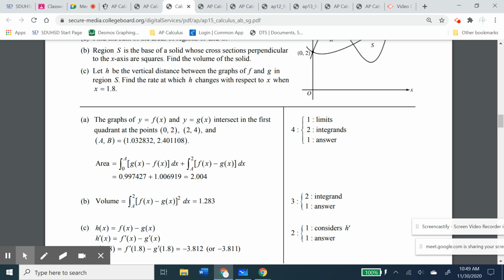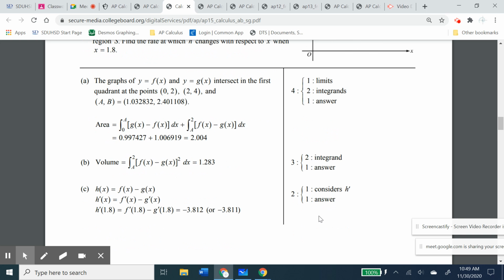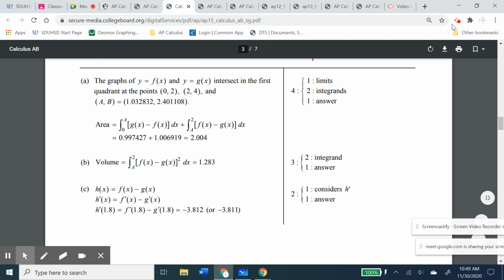And 2 points for that integrand. That's literally just looking at this f minus g squared. 2 points. 1 point for the answer. And then for part C, they want to see that you understand h prime is equal to f prime minus g prime, and then correctly get an answer out of it. And our time is just about up.